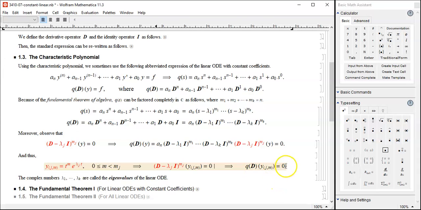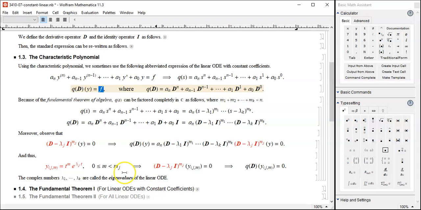And in the end, what do you get? We get Q of D of y is equal to 0. So what do we get? We got some solutions of this homogeneous equation, Q of D of y is equal to 0, the right hand side 0. And then how many did I get? m_j of them. m is running from 0, 1, 2, 3 all the way up to m_j.